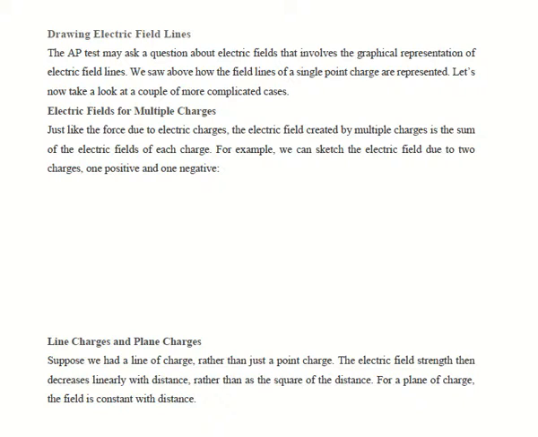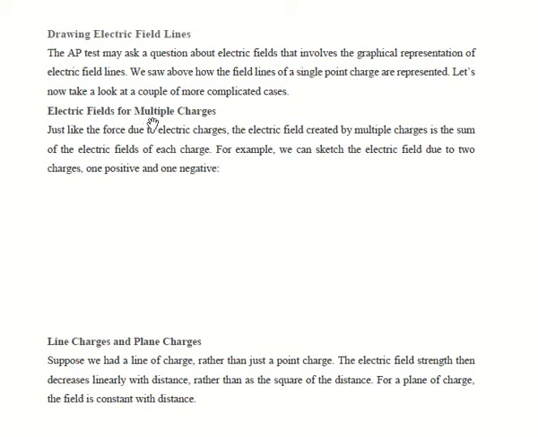There are times when you could be asked to calculate the electric field. There are also times you could be asked to draw the electric field due to a certain arrangement of charges. The AP test could very well ask you that for those graphical representations. So we saw above what would happen for just one charge. If you have one positive charge, all your vectors point straight away from it. If you had a negative charge, since our test charge is positive, all of the vectors would point directly into the negative charge. So let's look now at a couple more complicated cases.